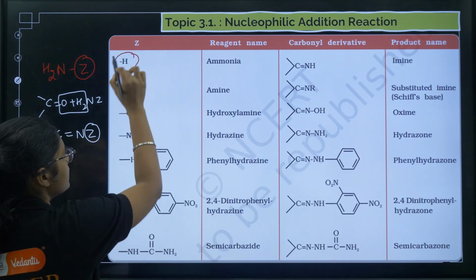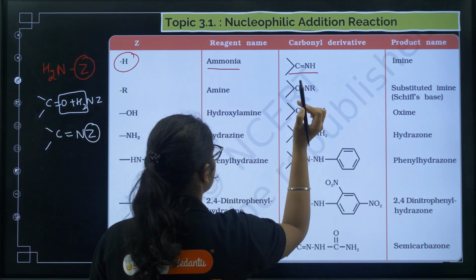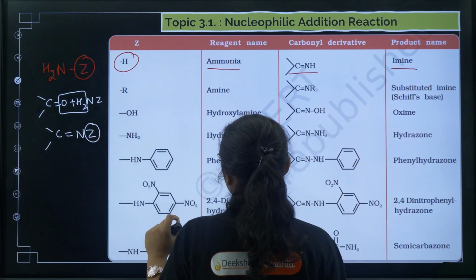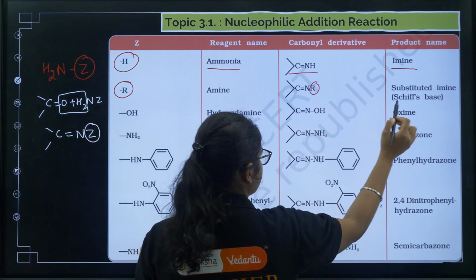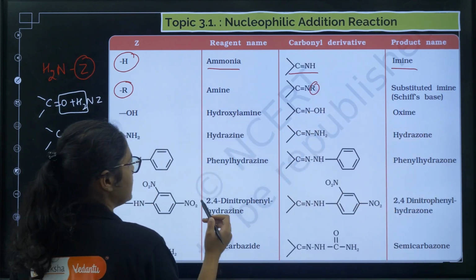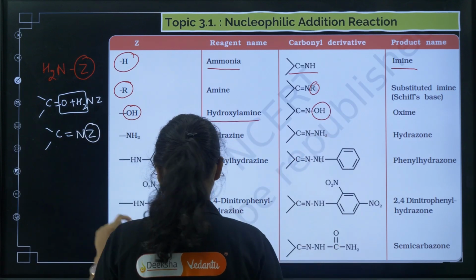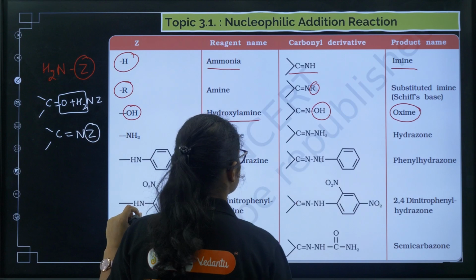So now if Z is equal to H, then this is called ammonia and we'll get C=NH. So this Z will be replaced with H and this is called an imine. Now if you have R, Z will be replaced with R and we'll get a substituted imine. Then if you have OH, we call it hydroxylamine. This Z will give you OH and the product formed here is called an oxime.